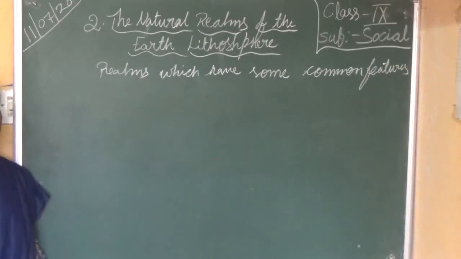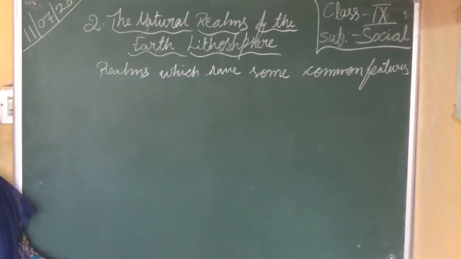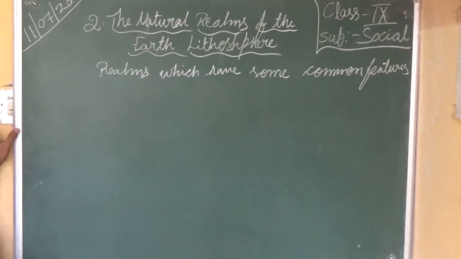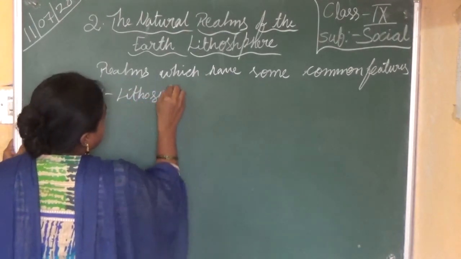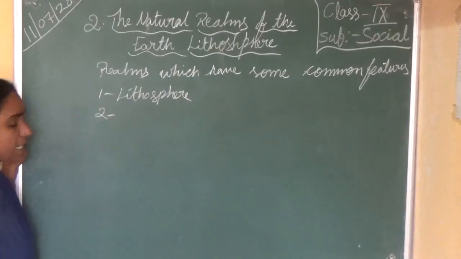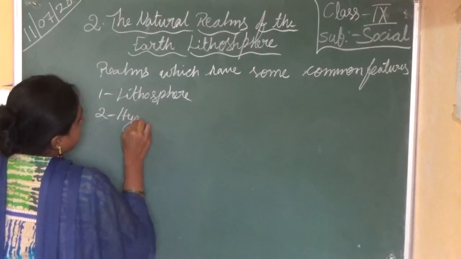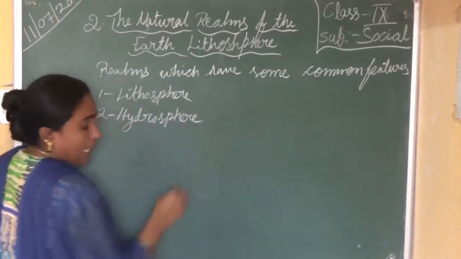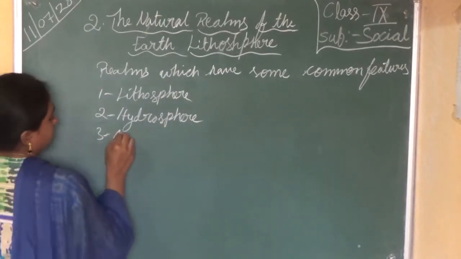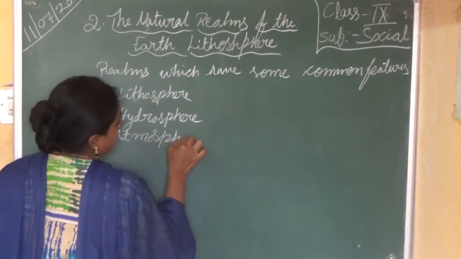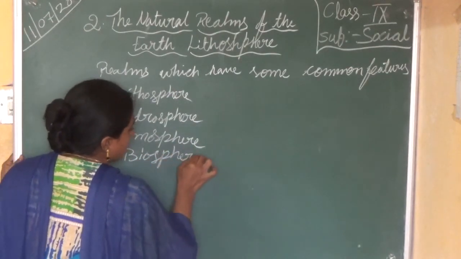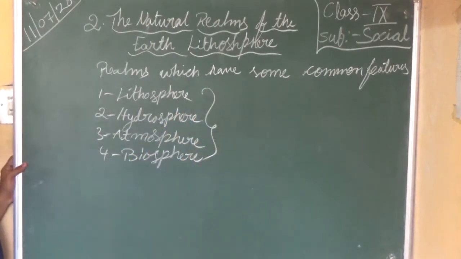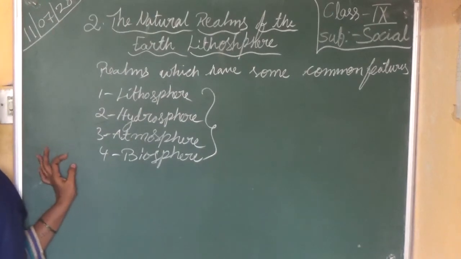Realms which have some common features. These realms have four parts. First one is lithosphere, and the second one is hydrosphere. Third one, atmosphere. Fourth one, biosphere. All these four spheres are very important in our life.